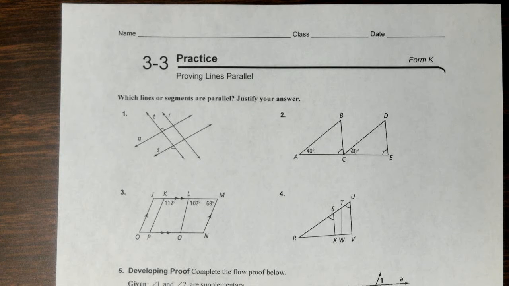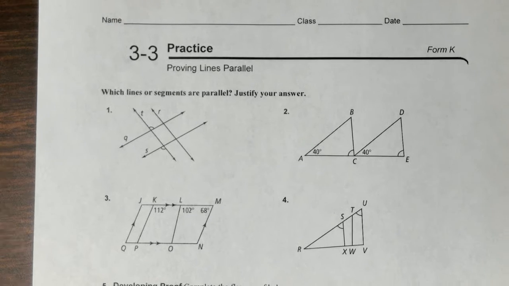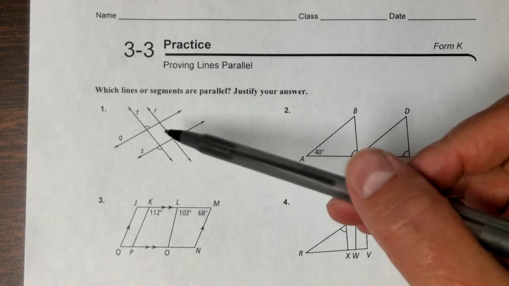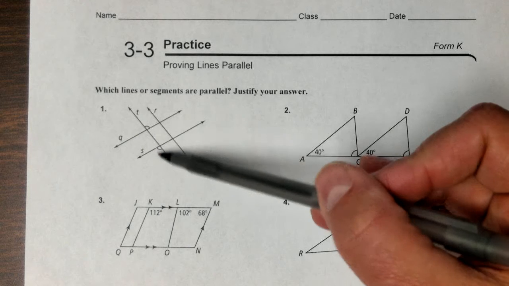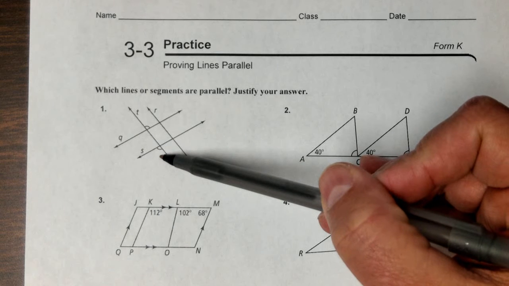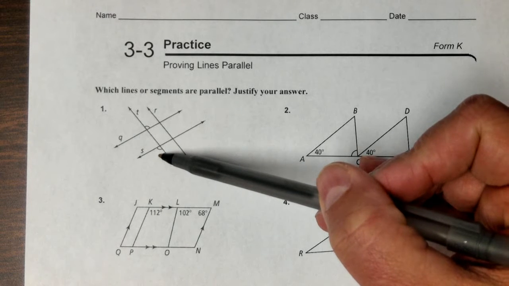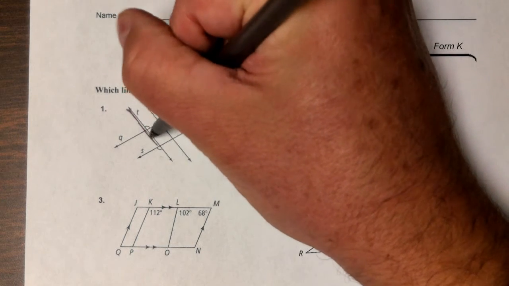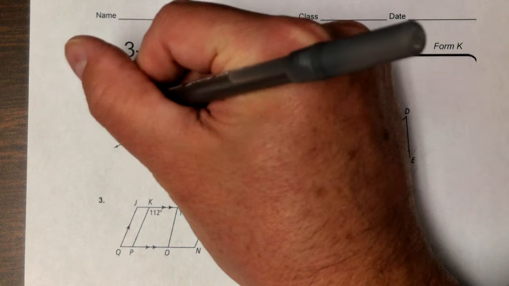Okay, so what we're working on is the 3-3 practice, and this is Form K. The question is, which segments or lines are parallel, and justify your answer. The first thing is this is on opposite sides, so it's going to be one of the alternate ones. And remember, one of the first things we like to do is darken the transversal.